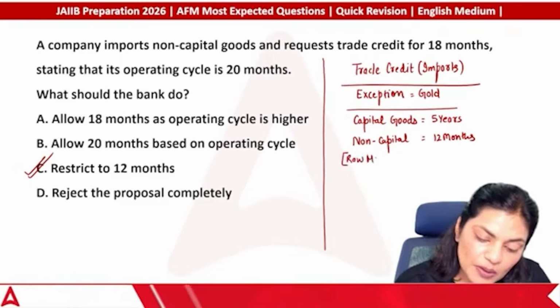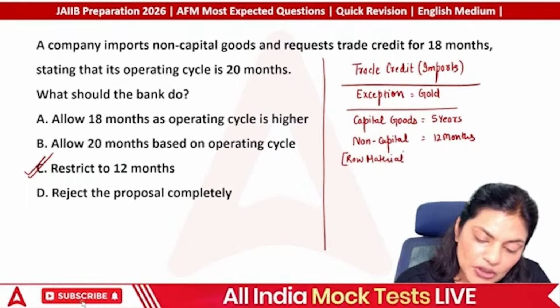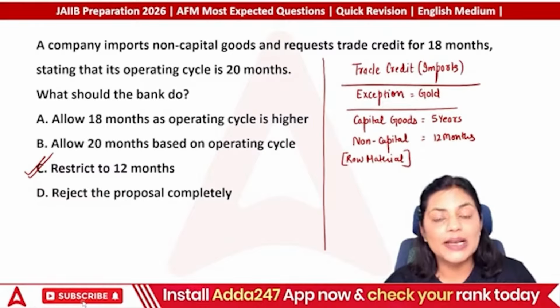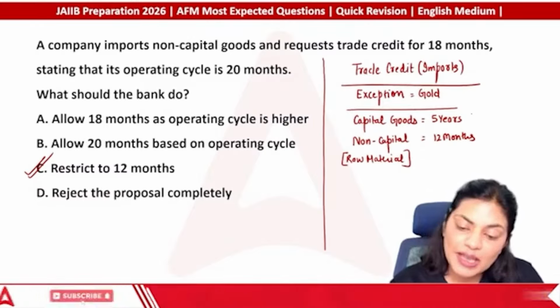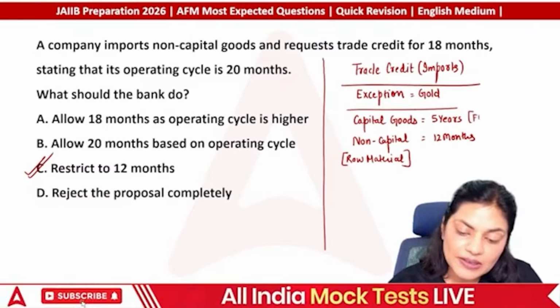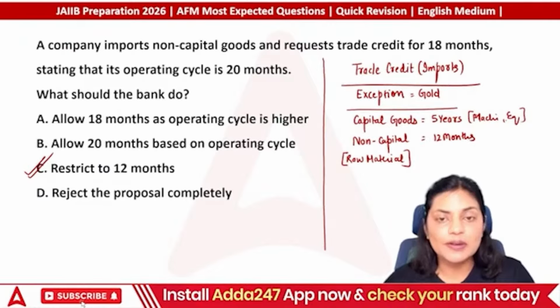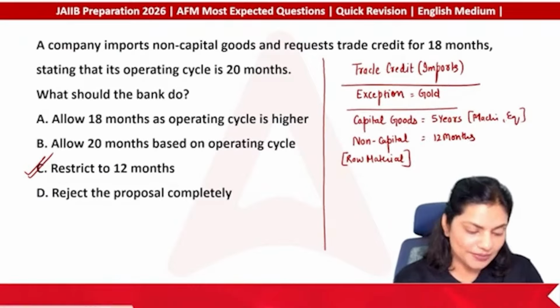If you want to import raw material, in that situation, the credit could be provided to the importer, but it will have a maximum duration of 12 months. If it is capital goods, like you're buying fixed assets, for example, a machine or any equipment, then it could go up to 5 years. Otherwise, it would remain up to 12 months.